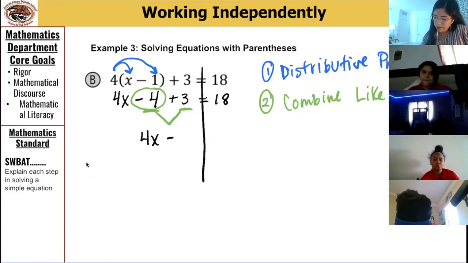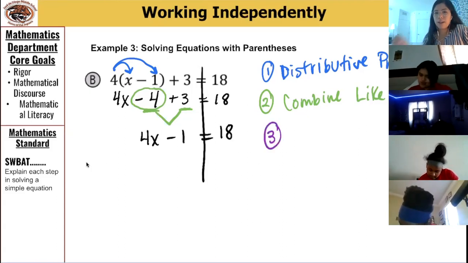All right, then now I'm finally down to my two-step equation. Now I know I have 2 more steps left. What's step number 3?